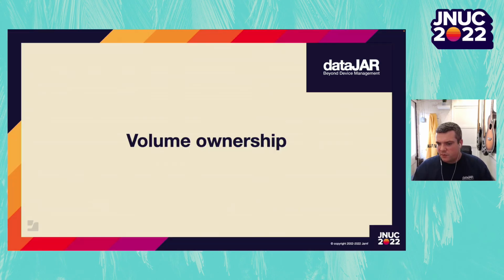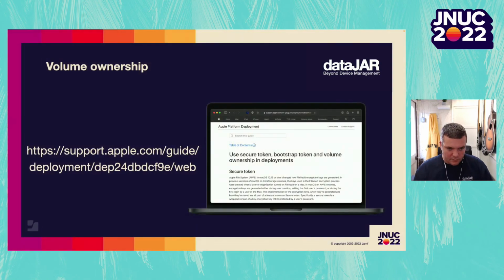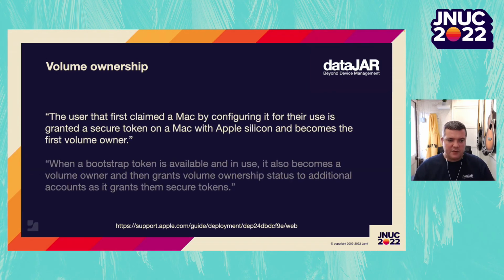So I mentioned just a moment ago, volume ownership. And again, the original KB uses secure token, Bootstrap token, and volume ownership in deployments. I will say here that the user that first claimed a Mac by configuring it for their use is granted a secure token on a Mac with Apple Silicon and becomes the first volume owner. When a Bootstrap token is in use, it also becomes a volume owner and grants volume ownership status to additional accounts as it grants them secure tokens.